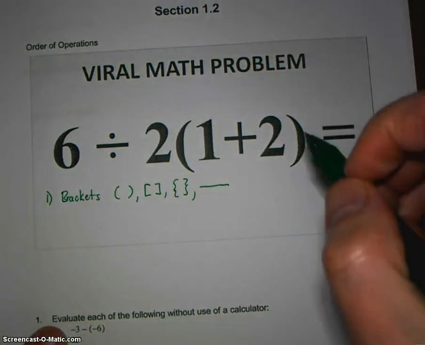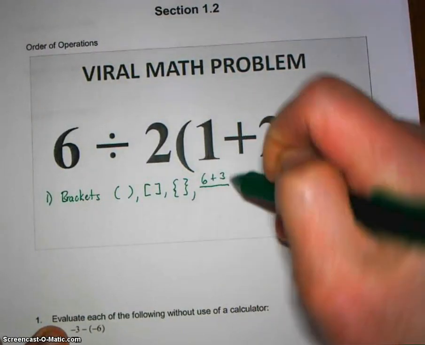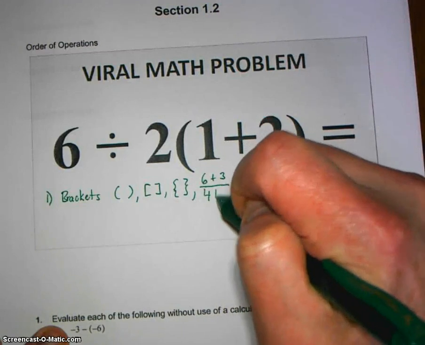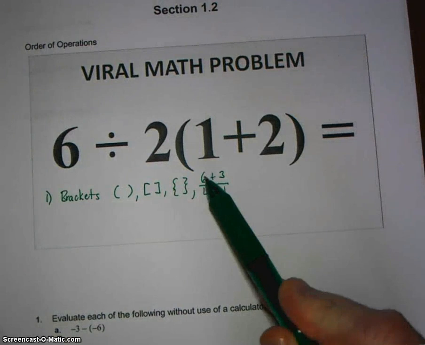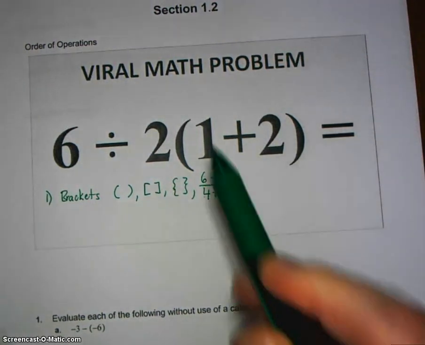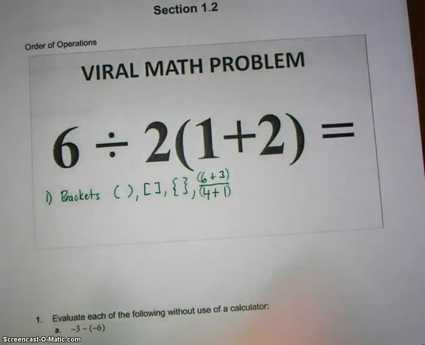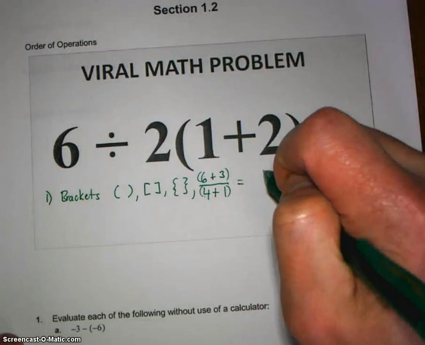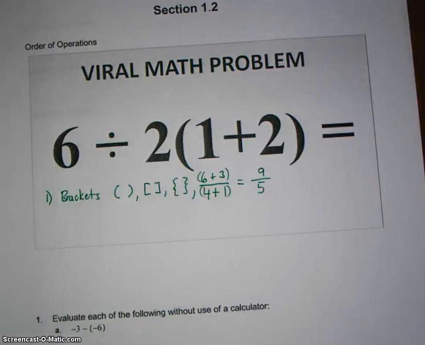And let me give you an example. If I give you 6 plus 3 over 4 plus 1, students will sometimes want to reduce the 6 and the 4, but you can't. This big fraction bar is really a set of parentheses. And what it tells you is you have to do everything on top and you have to do everything on bottom. Then and only then can you divide. And as you can see in this problem, now we can't reduce anything. 9 and 5 don't have anything in common.